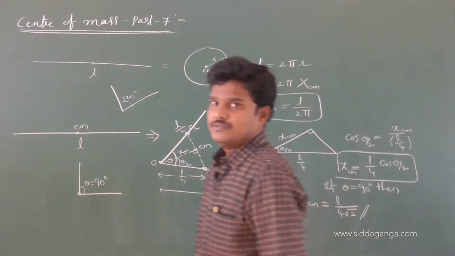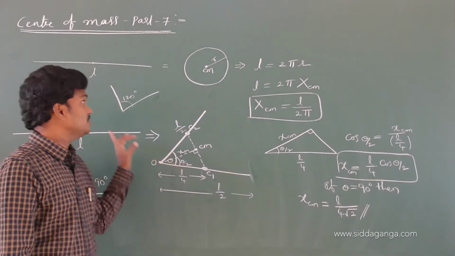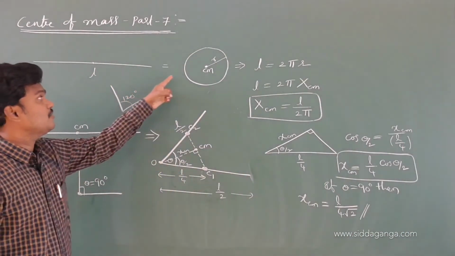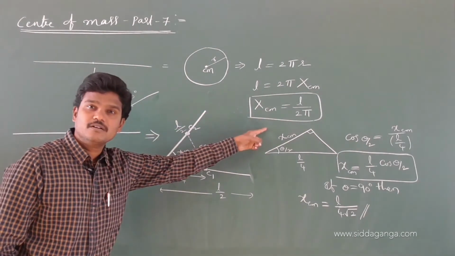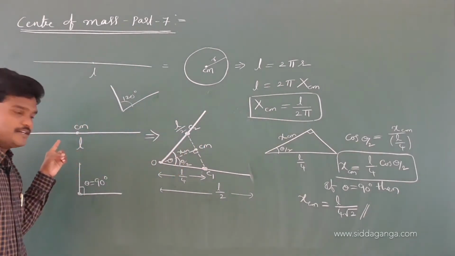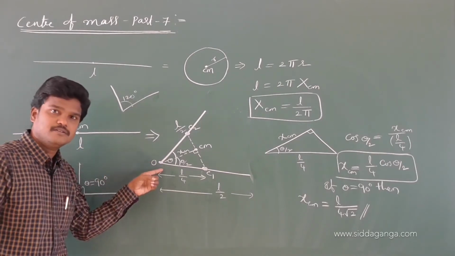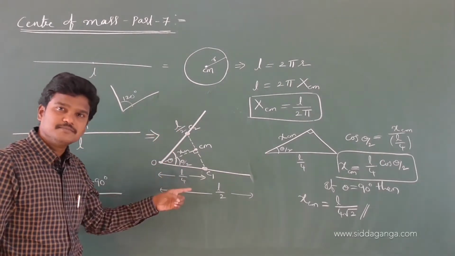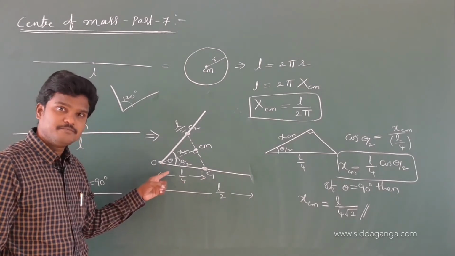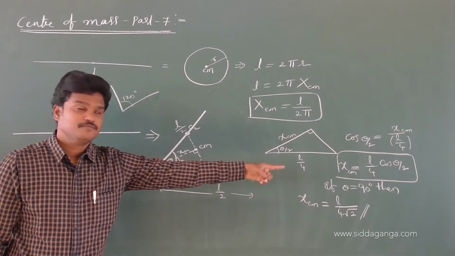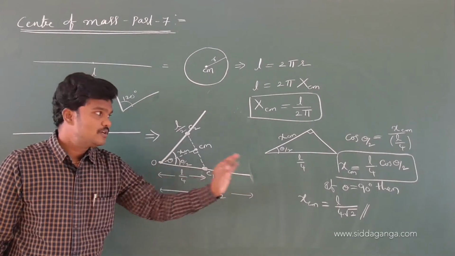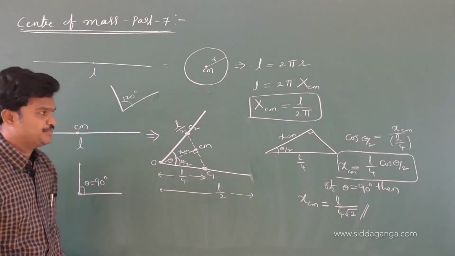Okay, so I covered only one thing: a wire of length L bent into the form of a circle, and we got the shift in center of mass. And for the same wire of length L, if it is bent at the midpoint and those two parts make an angle theta between them, then the shift in center of mass is L by 4 cos theta by 2.